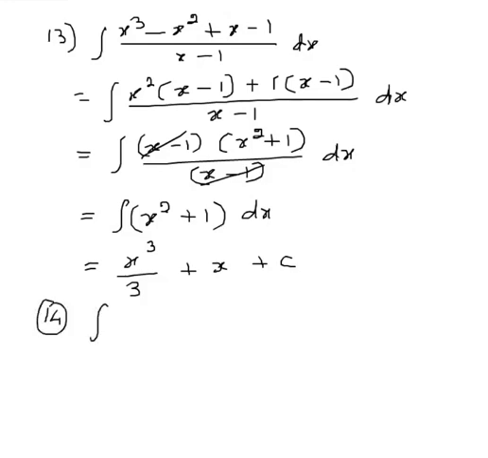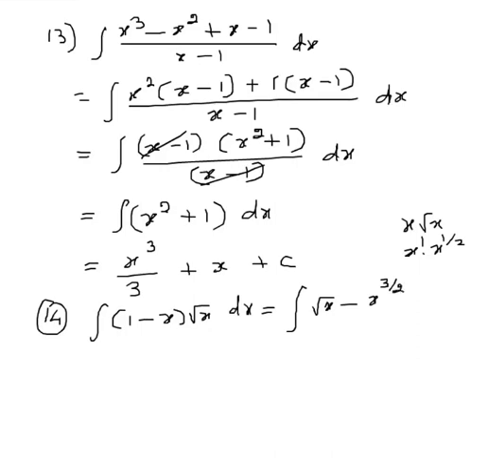Question 14. Integral 1 minus x times root x dx. We don't know how to integrate product of two functions. So let us open the brackets and do. 1 into root x is root x minus x into root x. x into x power half. Add the powers, it becomes x power 3 by 2 dx.